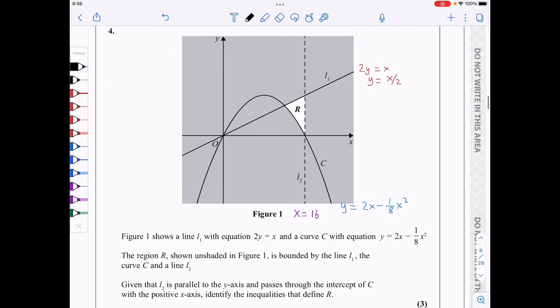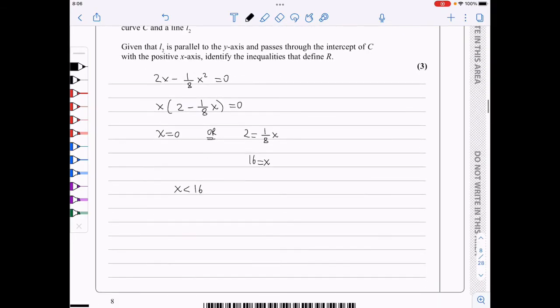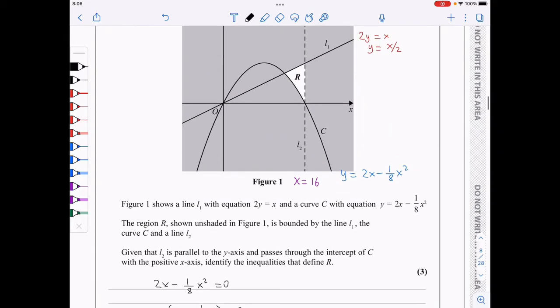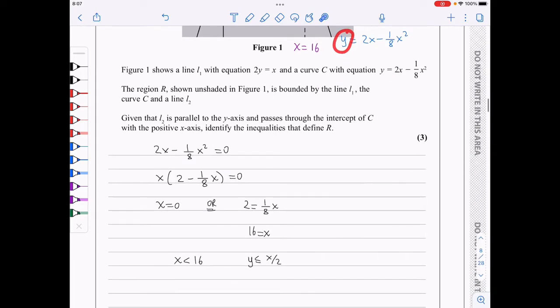Looking at L1, we want to be below this, and it's a solid continuous line. So we want y to be less than or equal to x over 2. And for the parabola, we want to be above this. So I want y to be greater than or equal to 2x minus 1 over 8 x squared.